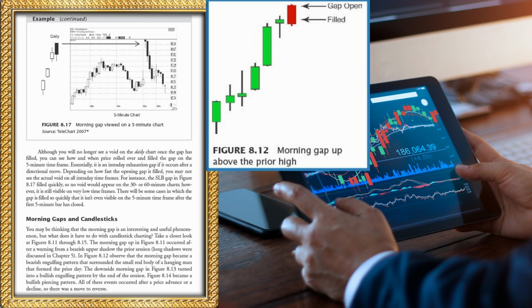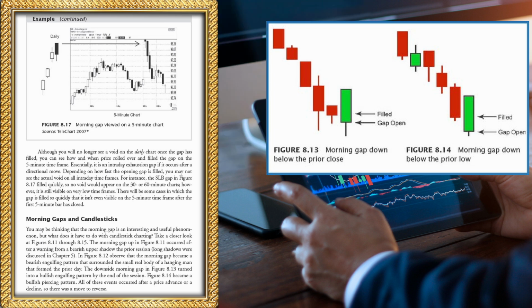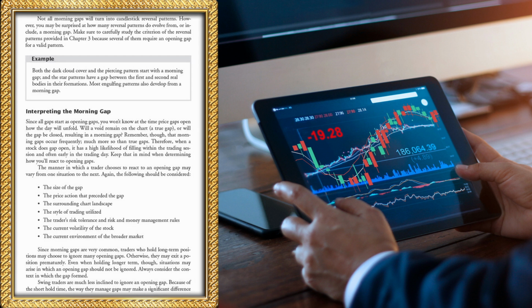A downside morning gap in Figure 8.13 turned into a bullish engulfing pattern by the end of the session. Figure 8.14 became a bullish piercing pattern. All of these events occurred after a price advance or a decline, so there was a move to reverse. Not all morning gaps will turn into candlestick reversal patterns. However, you may be surprised at how many reversal patterns do evolve from or include a morning gap. Make sure to carefully study the criteria of the reversal patterns provided in Chapter 3, because several of them require an opening gap for a valid pattern.